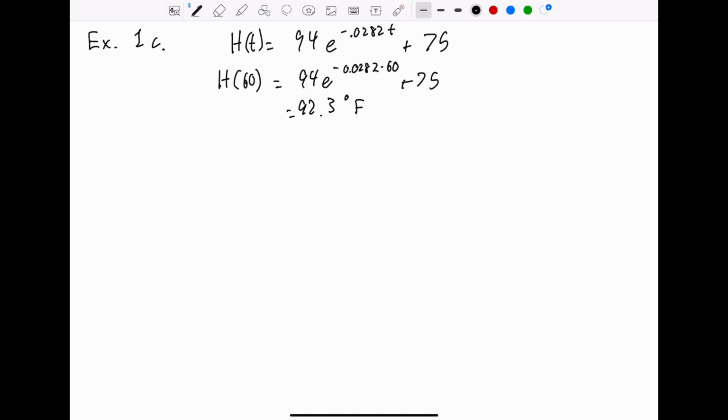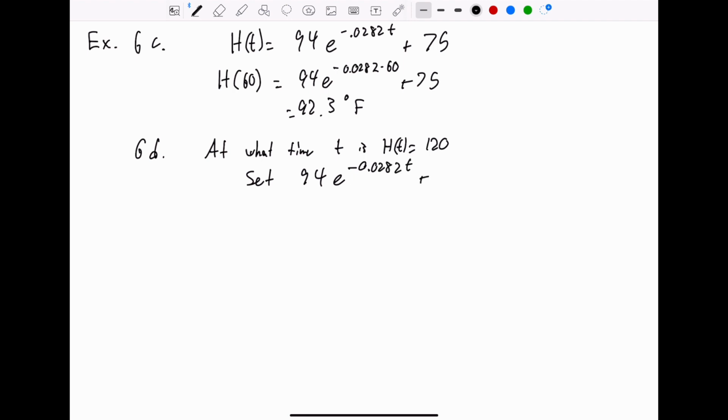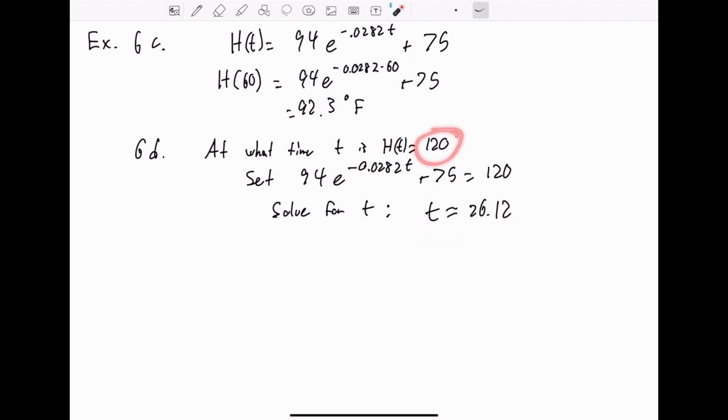Now, question 6D is trying to answer the question, when is the temperature of the coffee 120 degrees Fahrenheit? So we want to know at what time t is h of t equal to 120. So we're going to set h of t equal to 120 and solve for t. So set 94 e to the negative 0.0282 t plus 75 equal to 120, and solve for t. Now, we could work through the steps by hand if we wanted to, but I just plugged this into Mathematica, and I found a t value of approximately 26.12. So this is saying at about 26 minutes, the coffee is at the temperature that I'm looking for, 120 degrees Fahrenheit.